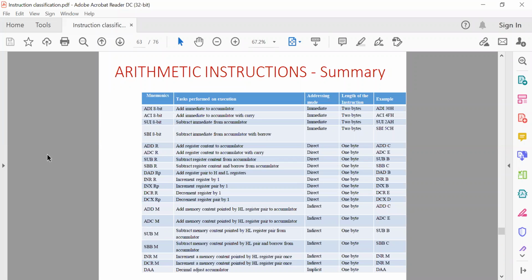Okay, is it visible? Yes, sir. Yes, sir. Okay, so next is the arithmetic instructions. I need 5 minutes more.